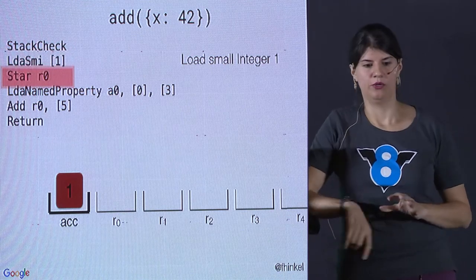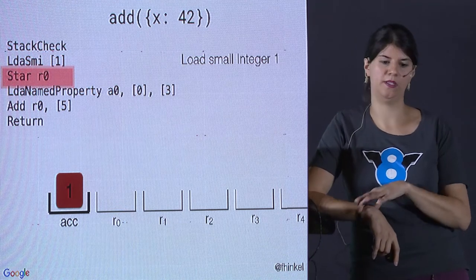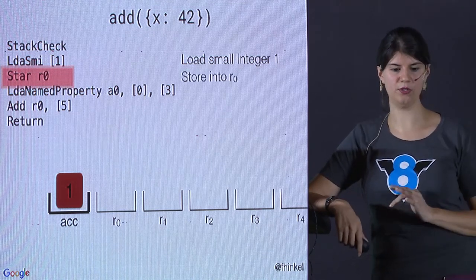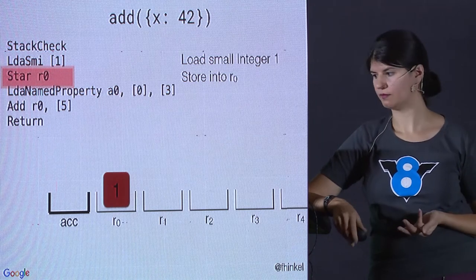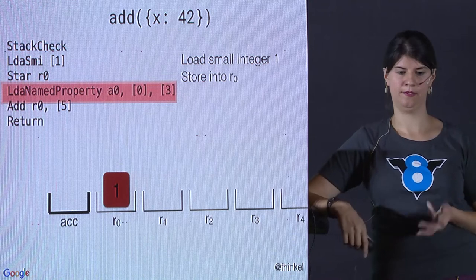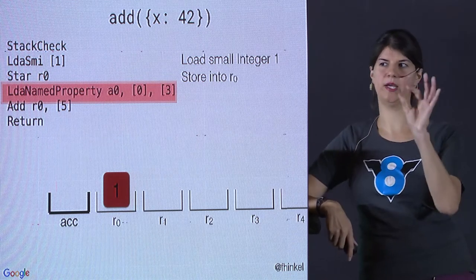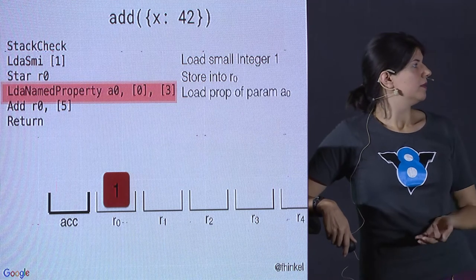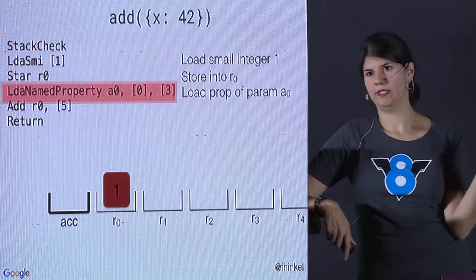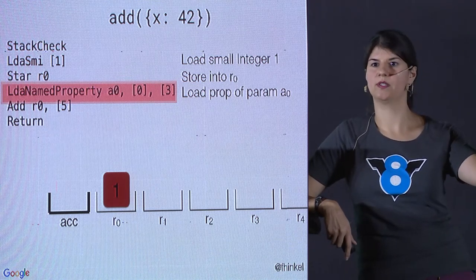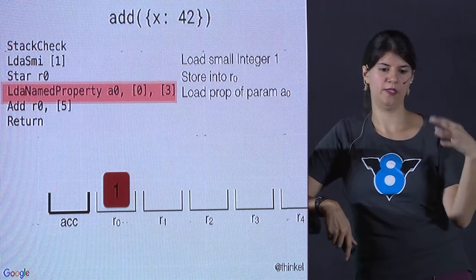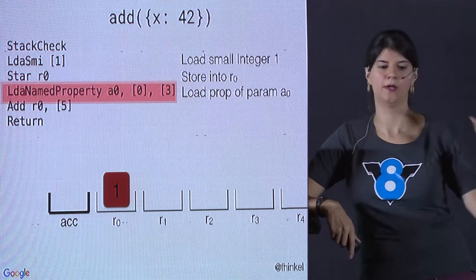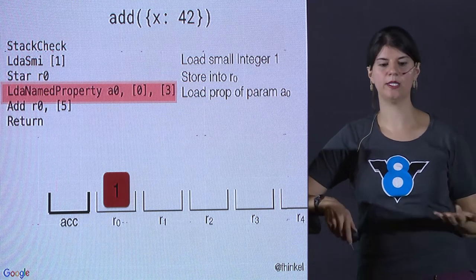So the next line, store R0 from the accumulator. We take whatever is in the accumulator and store it into the register R0. Then the next line, load named property. Remember we had to do this property lookup object.x. That's a named property. The name is x. So A0, all the parameters in the bytecode are called A. The object was our first parameter, so A0. And we're loading the property x, which is stored in a side table where x is the first entry. That's why it's 0. So we're loading the value of that into the accumulator.